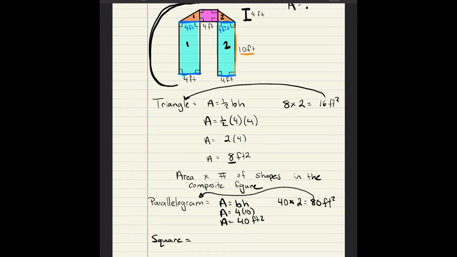Now let's move on to our final shape, which is a square. And for a square, the area equals side squared, which is just s squared.